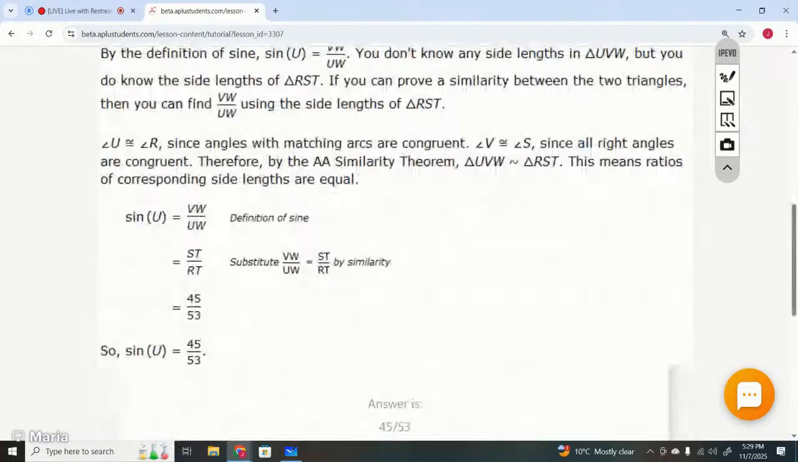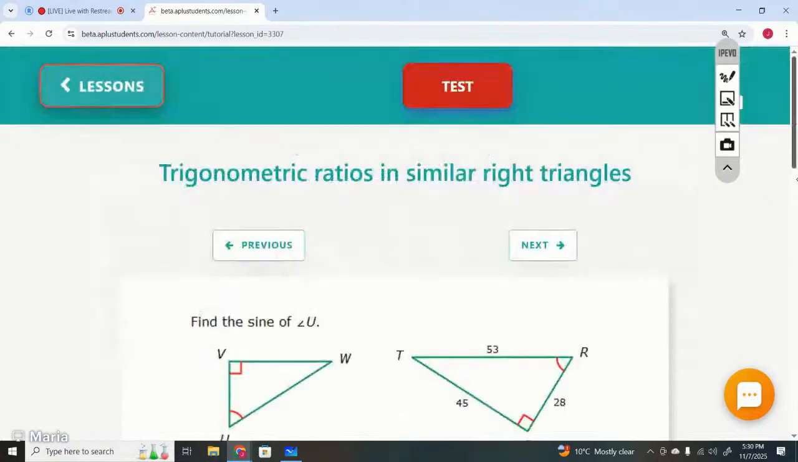Basically, you have to see the similar triangles and then match their similar sides, right? So VW is similar to ST and UW is similar to RT. So their side lengths are 45 divided by 53. So the correct option is 45 over 53. That is 45 by 53.